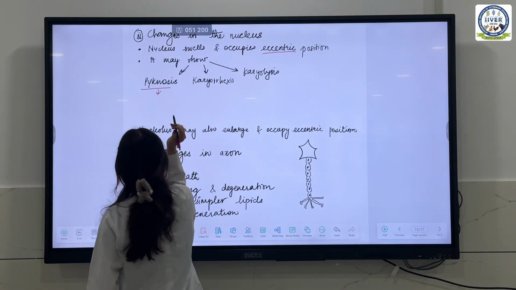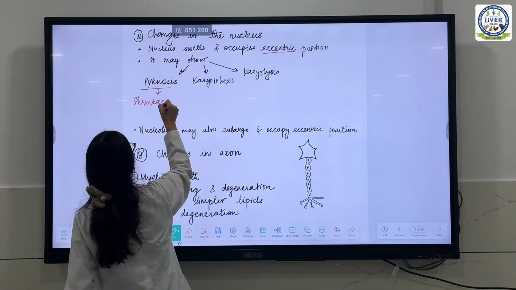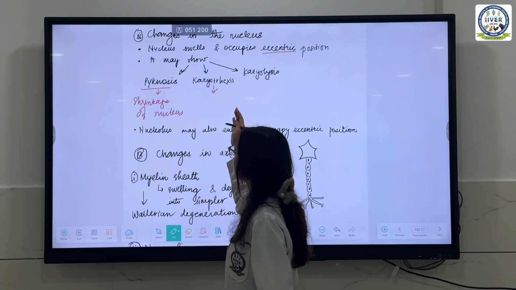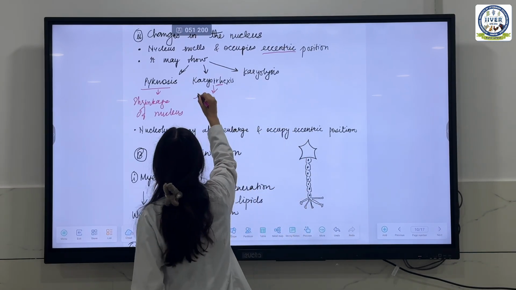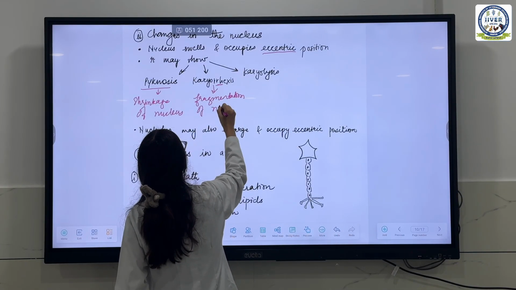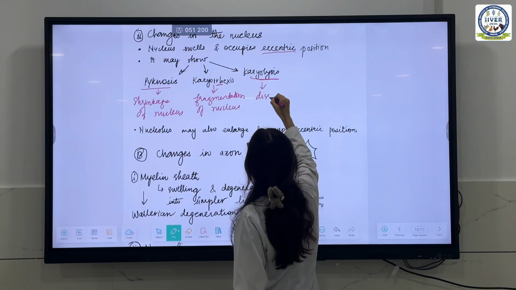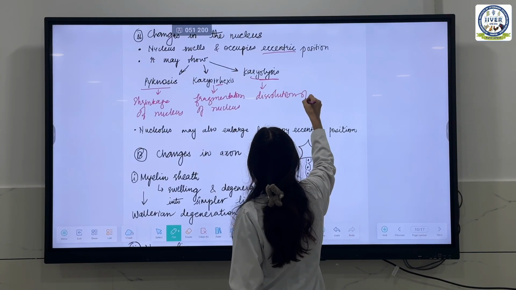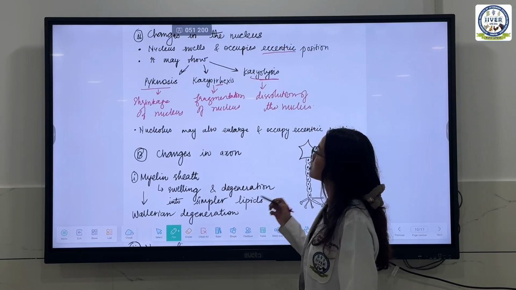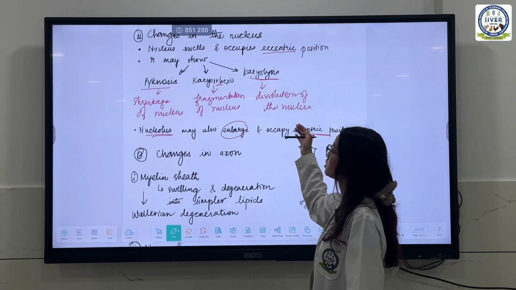When I talk about pycnosis, it is nothing but the shrinkage of the nucleus. And when we talk about karyorrhexis, rhexis meaning fragmentation: fragmentation of the nucleus. And karyolysis, lysis meaning dissolution: dissolution of the nucleus. And obviously under nucleus we also have the nucleolus. So the nucleolus may also enlarge and may also occupy an eccentric position just like our nucleus.